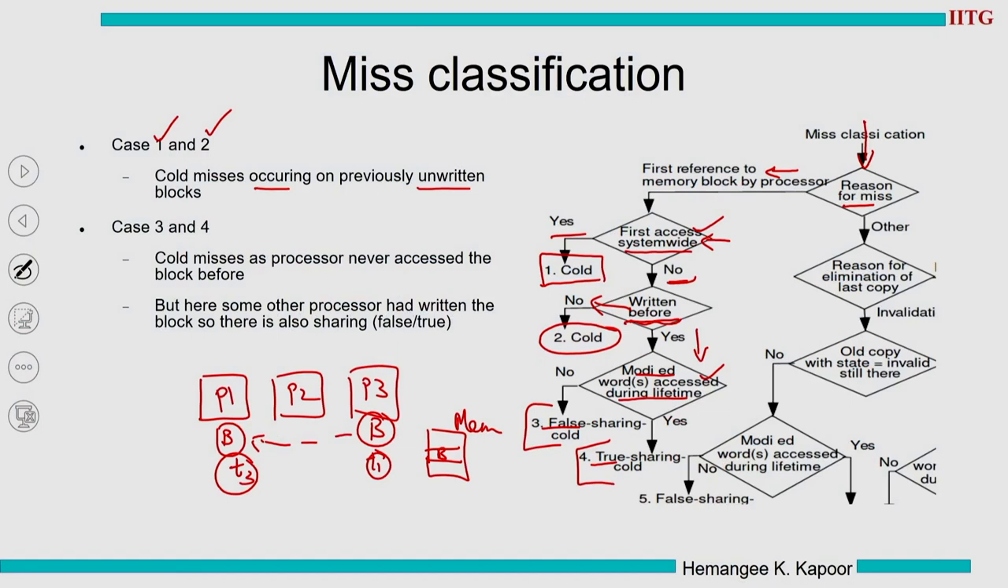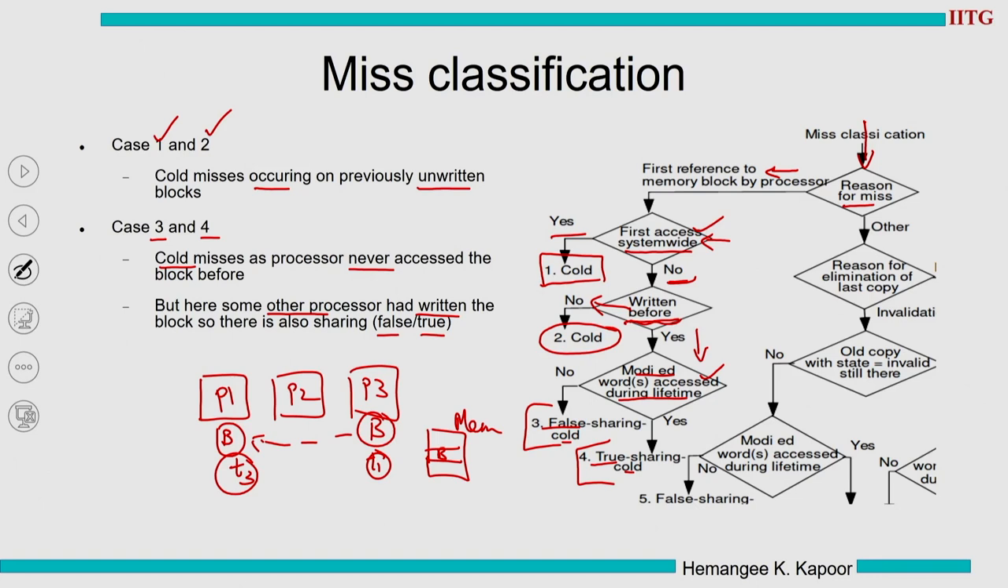But at the same time, the word cold remains with it. So case 3 and case 4 is a cold miss because the processor had never accessed this block. But in addition to this cold, I'm going to add two more words which are either true or false, because another processor had written to this block. So that's the meaning of case 3 and 4.